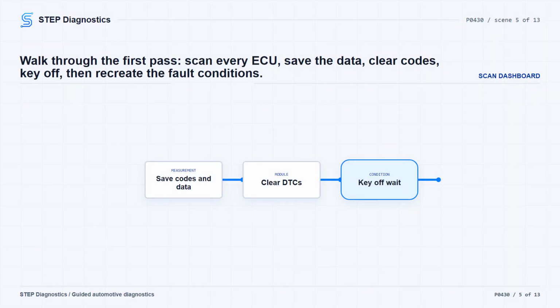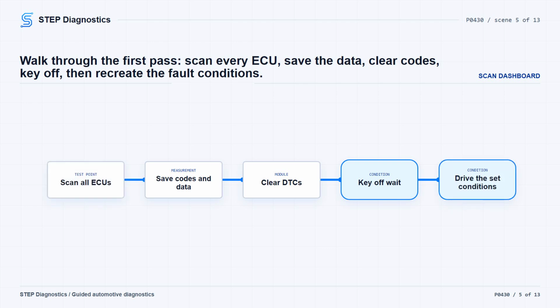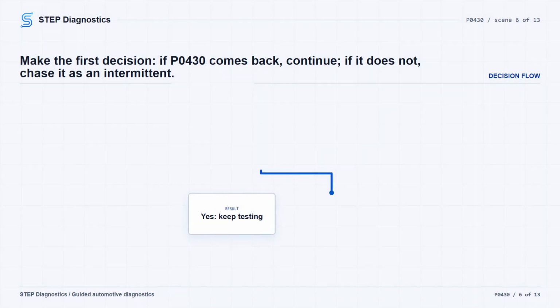Start by reading codes in all ECUs. Record the codes and the environmental data and save the scan report and related recorded data. Then erase the codes, turn the ignition off for a minimum of 10.0 seconds, turn it back on, and operate the vehicle under the conditions that set the fault. Use the captured conditions and the monitor gates to give the PCM a fair chance to run the test.